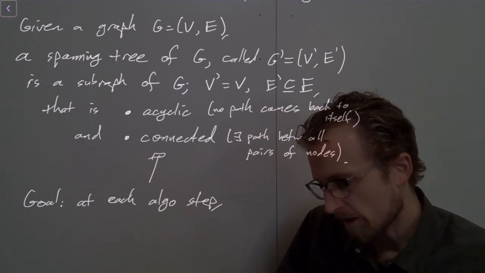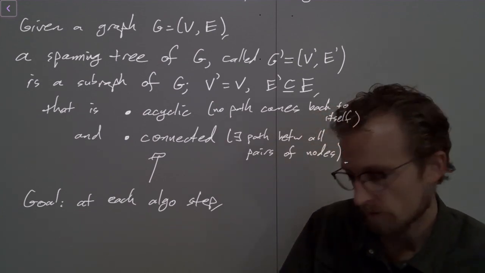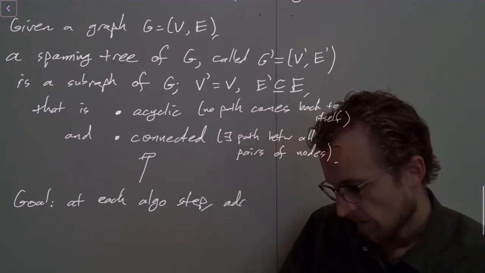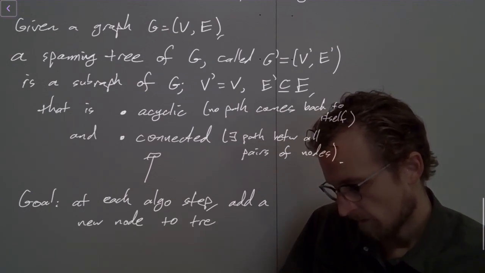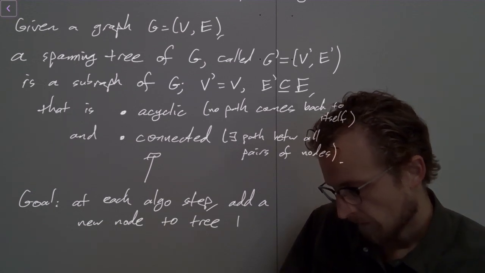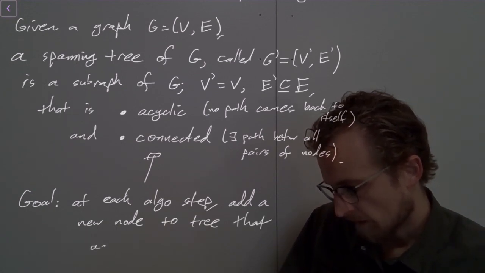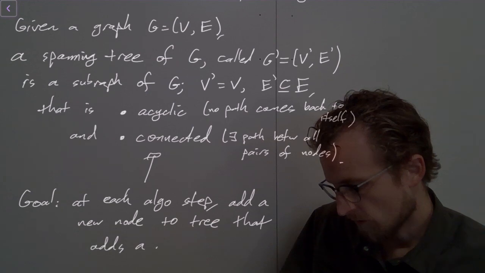And the question is, how do you decide which node to add to the spanning tree at each step? Add a new node to the tree that adds a new shortest path.